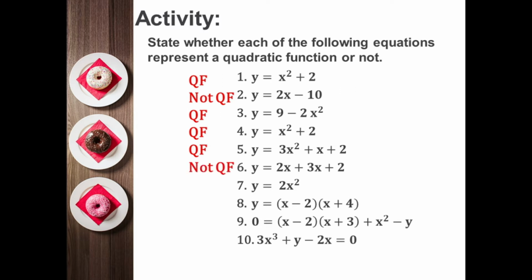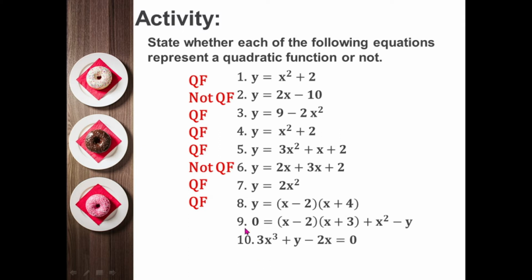How about number 7? y is equal to 2x squared. Is it a quadratic function? Yes, it is a quadratic function. How about number 8? Yes, again, it is a quadratic function. Take note that if we simplify the given function using the FOIL method, we are going to have y is equal to x squared plus 2x minus 8, making the function a quadratic function.